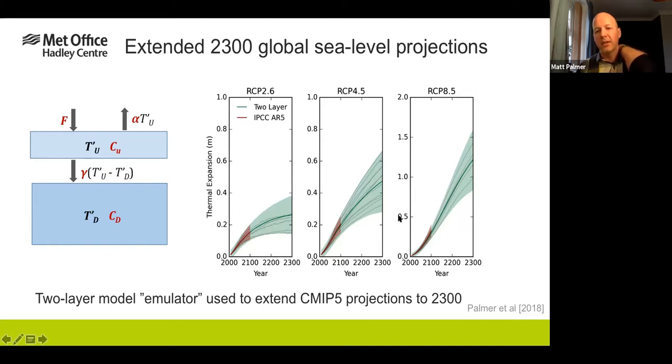So again, you can see that there's quite nice consistency between the 2100 and 2300 projections, it seems like a reasonable basis for doing this extension. And the nice thing here, of course, is that these are really traceable to the CMIP models. So there are other approaches that have been taken, but it's not as clear how you achieve traceability to the underlying model set.